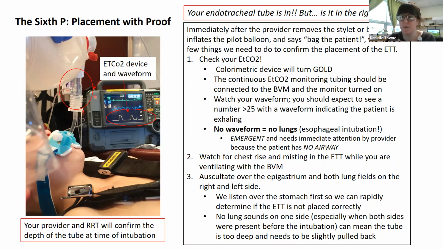But we have a couple of things that we need to make sure that we assess to make sure our ET tube's in the right place. We want to check our end tidal CO2, okay? If we use a colorimetric device, it's a square box, and when you put it on, it goes from purple to gold, and the gold is good. Gold means that they're getting exhaled CO2. As soon as we have that, we want to make sure that we connect them to the continuous end tidal CO2 monitoring. And it kind of depends on your respiratory therapist. Some of them like to use the colorimetric device initially.